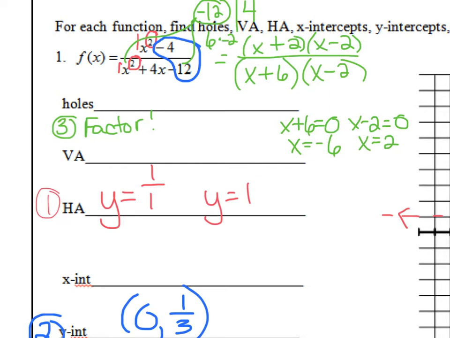Now, to determine if they're holes or VAs, we go back to the fraction, and we see if anything crosses out. Well, the x minus 2's would cross out, leaving me with the fraction of x plus 2 over x plus 6. Since the x minus 2 cancel out, I look at their answer, which is 2. So I know that that goes in the hole spot. Since the x plus 6 is still there, that means this one goes in the VA spot, and we leave the VA as an equation.